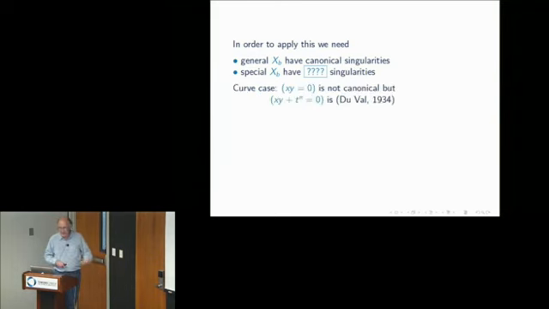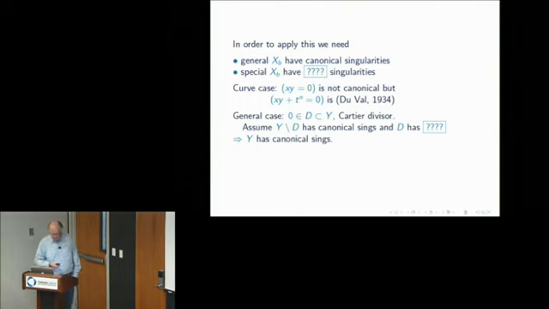Okay, so in the curve case, we allowed nodes. Now it turns out that nodes are not canonical. They are log canonical. But every time I deform the node just a little bit, typically something like xy plus t to the n, then I get a surface singularity that is canonical. And this was known already to Du Val in 1934, okay, from some other point of view.